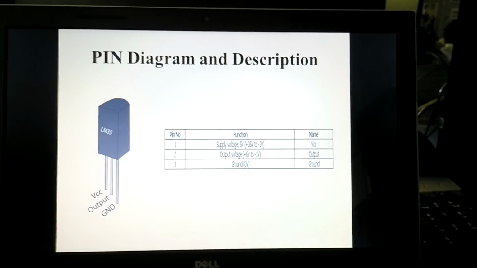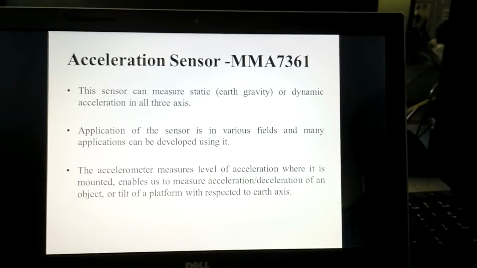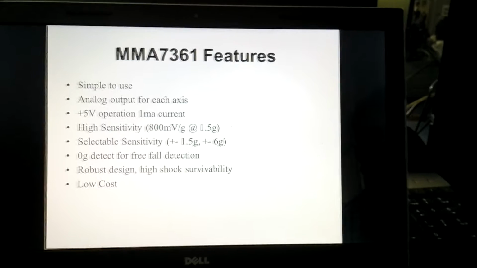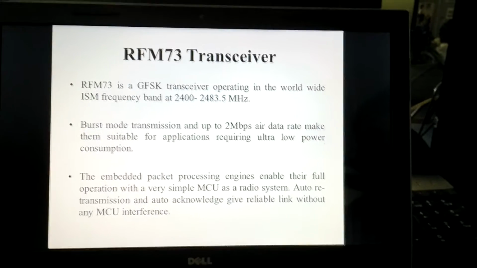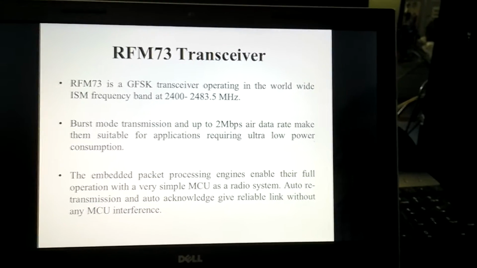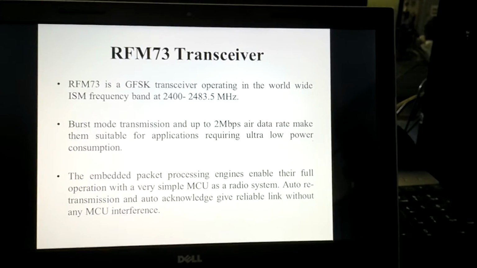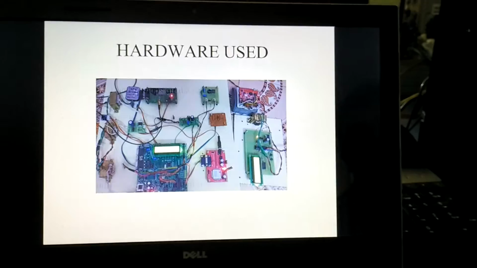This is the pin diagram description. Accelerometer sensor: two are placed, one on the abdomen and one on the thigh. These are the common features of the acceleration sensor, and the transceiver is used to transfer the information to both the ambulance kit and the relation persons. These are the features of the RF module.